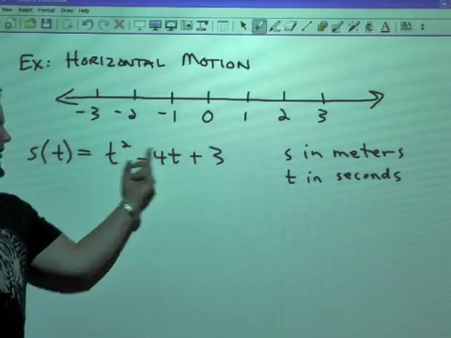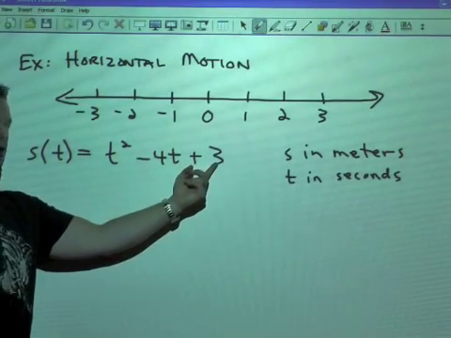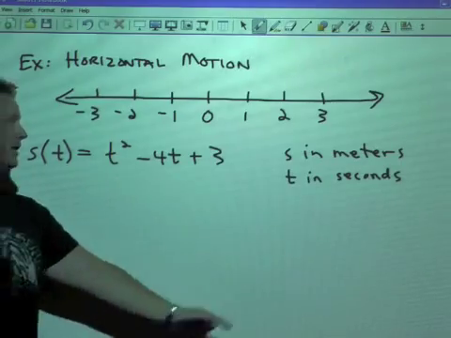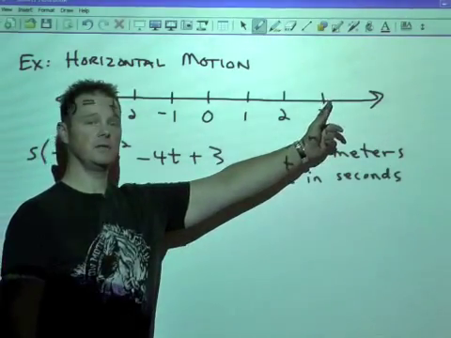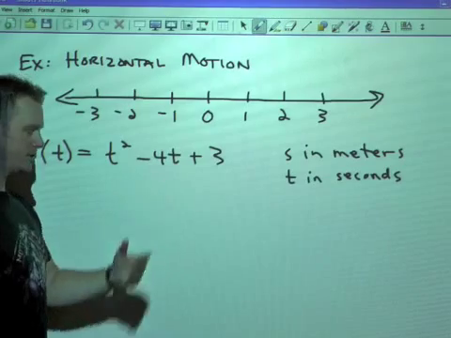Notice that the answer here would be 0 minus 0 plus 3. So at t equals 0, Blinky would be at 3 on the number line. So that's how this would be used.